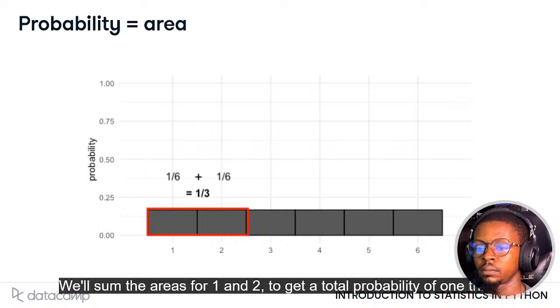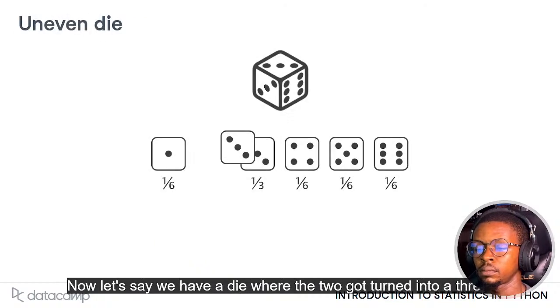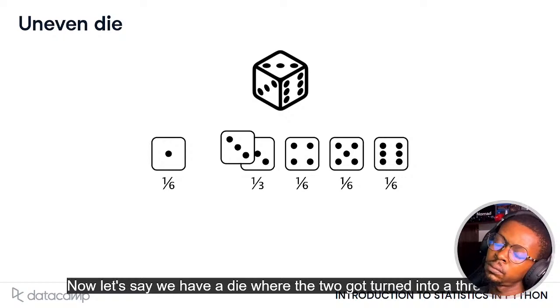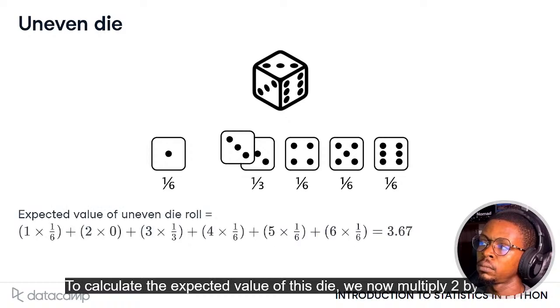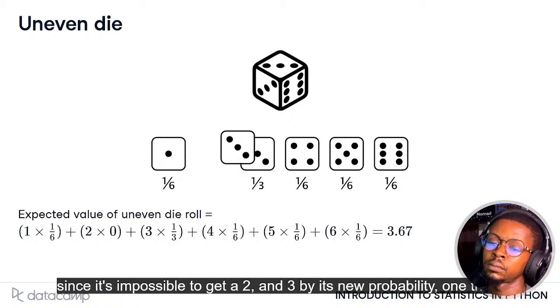We'll sum the areas for 1 and 2 to get a total probability of 1/3. Now let's say we have a die where the 2 got turned into a 3. This means that we now have a 0% chance of getting a 2 and a 33% chance of getting a 3. To calculate the expected value of this die, we now multiply 2 by 0, since it's impossible to get a 2, and 3 by its new probability, 1/3.